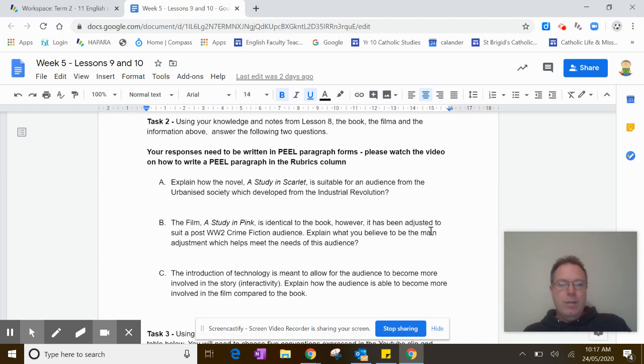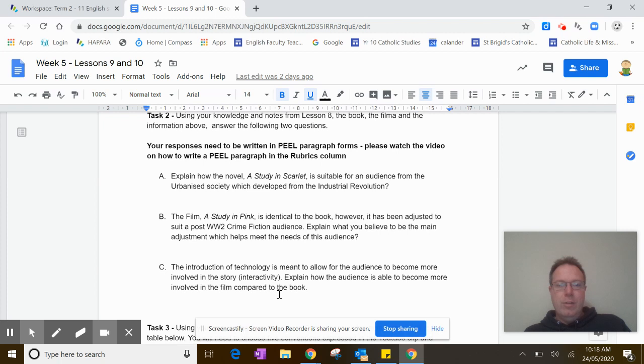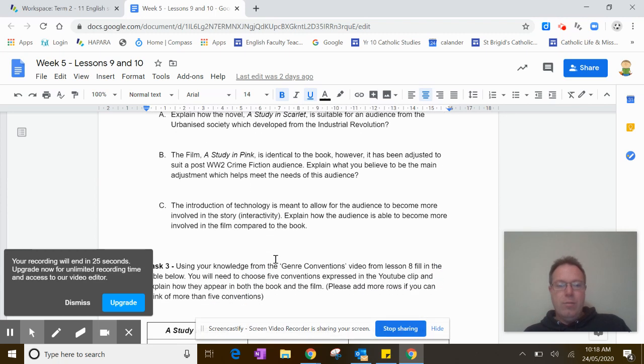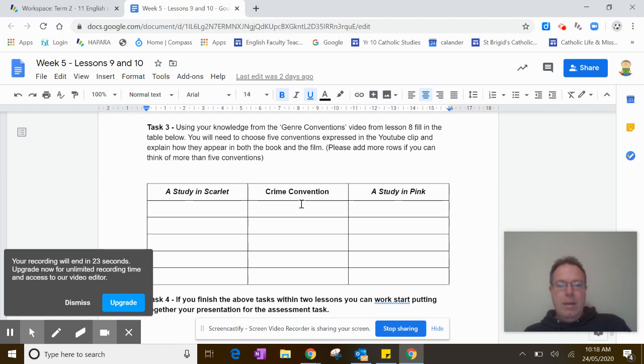Then afterwards, you're going to come back and do some paragraphs. The other week when we looked at crime conventions, you looked at crime in the Industrial Revolution, crime in World War II, and then use of technology. So you're now blending those two tasks together. How does A Study in Scarlet fit the Industrial Revolution? How does A Study in Pink, the film, look at crime afterwards? Then here we put the types of conventions that we have. How did it appear in both?